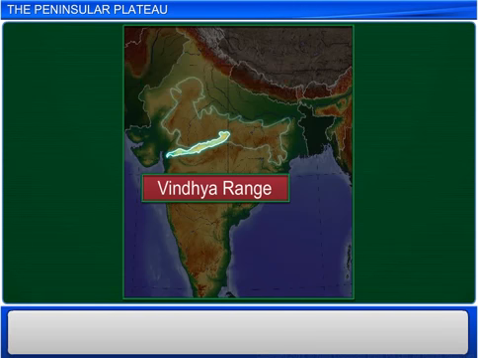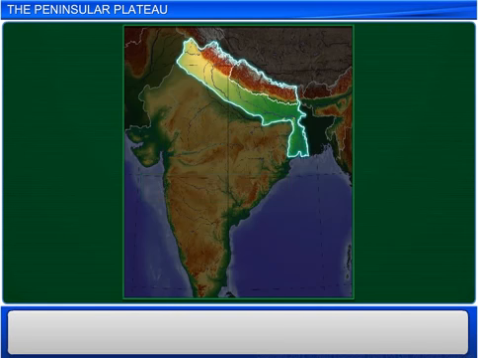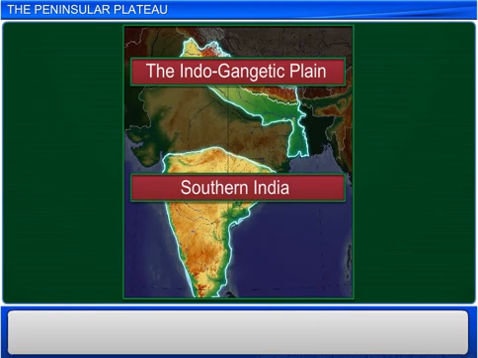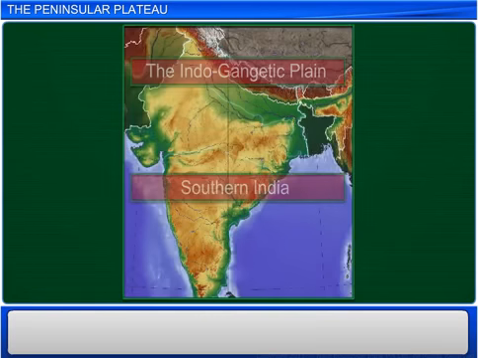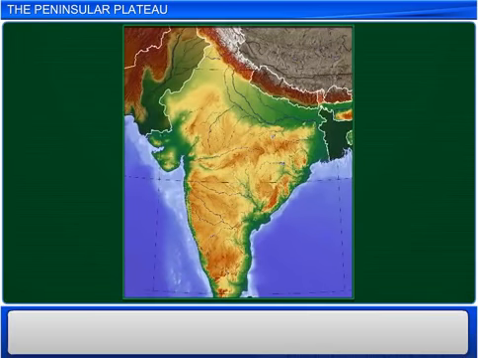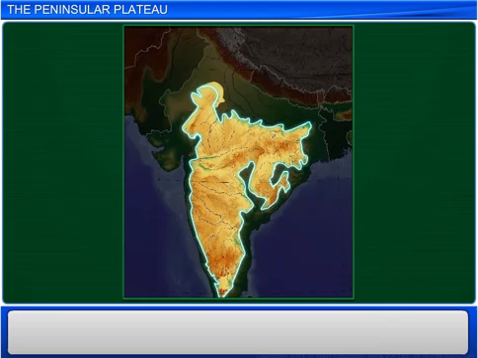The Vindhya Range has a special significance because it divides India geographically into northern India or the Indo-Gangetic Plain and southern India. Moving a little west along the Vindhya Range, the Peninsular Plateau gradually merges into the sandy and rocky desert of Rajasthan.